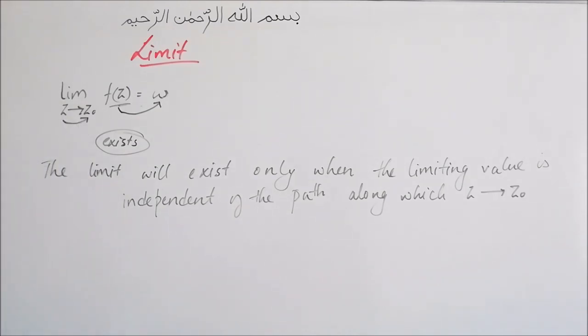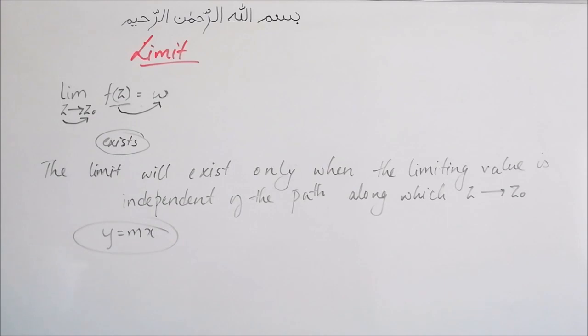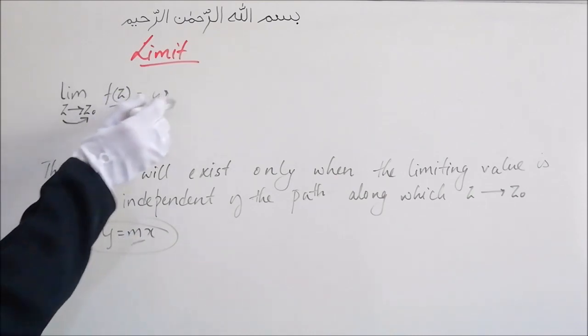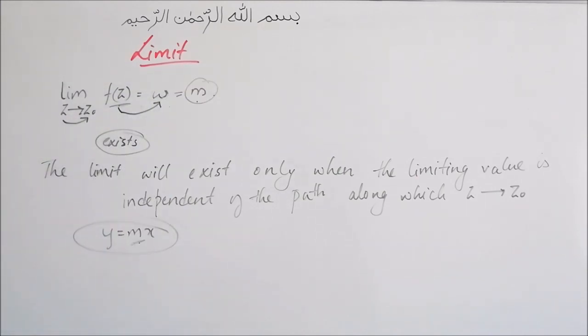The best way to do this for most problems is to consider the path y is equal to mx, which is a straight line path with slope equal to m. Since m can be any value, different values of m will give us different paths. So let's say you find the limit of the function f of z by taking the path y equals mx, and if the limiting value comes out to depend on m, then the limit does not exist, since m is not unique, it can take any value.